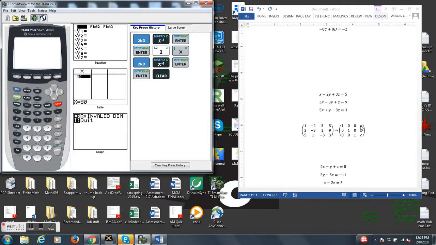Reduced row echelon form. So I want to do stuff, and I'm going to look down through math until I find, there it is, reduced row echelon form. Not row echelon form, reduced row echelon form. Of what? Well, of matrix A. So I'm going to call matrix A. And there we go. My answer is 1, -2, 0.